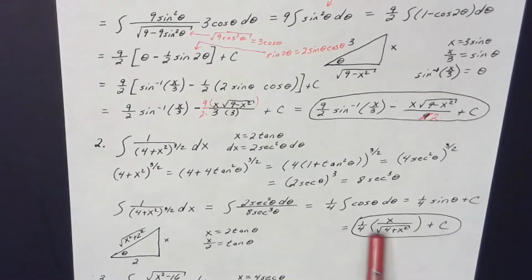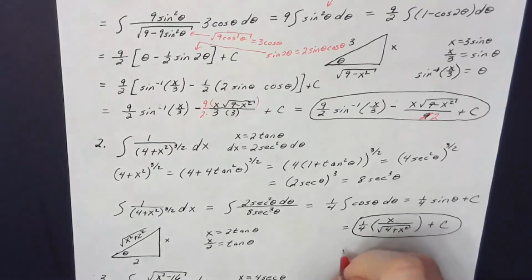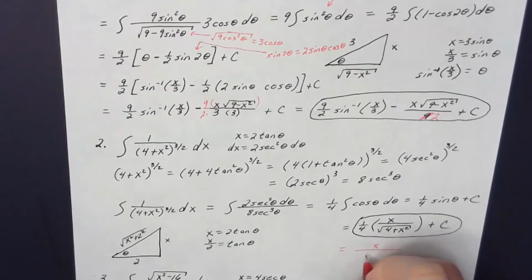Of course, you could go ahead and distribute the 4 in there and not have that fraction. I think I would even prefer, while that answer is fine, I'd prefer this, x over 4 on the root of 4 plus x squared plus c, QED.